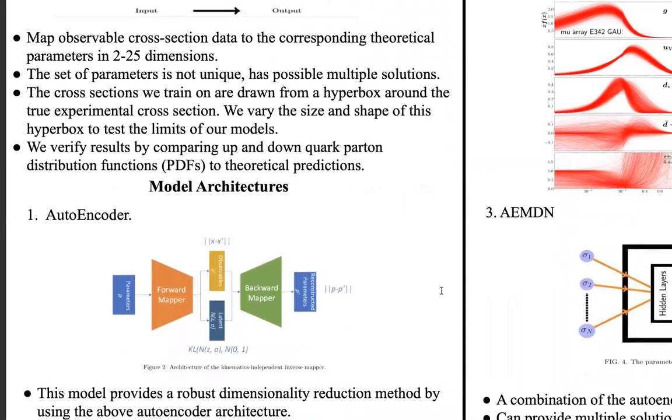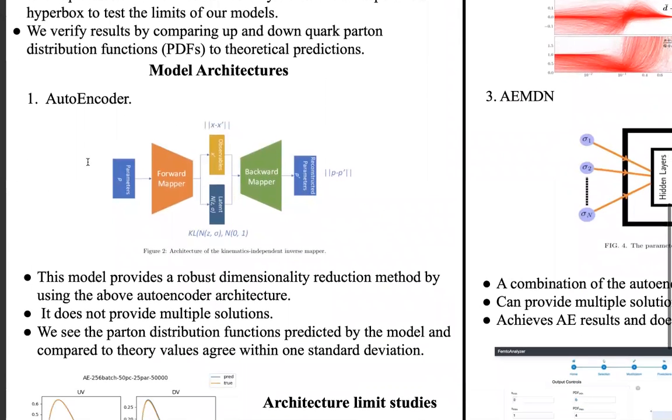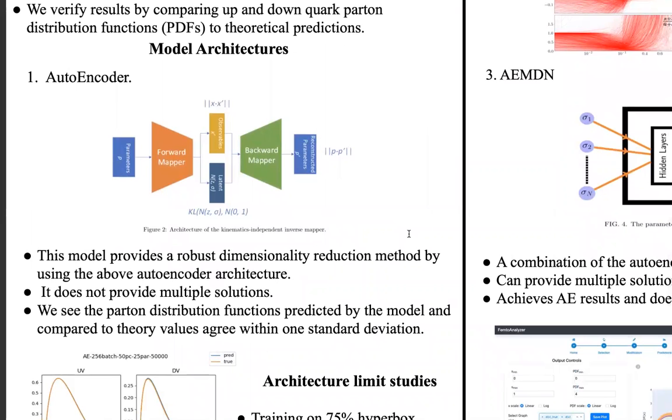Lastly, we verify our results by comparing up and down quark parton distribution functions, otherwise called PDFs, to the theoretical predictions. Let's now move on to the model architectures we've explored to tackle this problem. First, we have an autoencoder, the structure of which can be seen here. The autoencoder provides a robust dimensionality reduction method, and in addition, it has a high accuracy result. However, there is a limitation in that it does not provide multiple solutions.